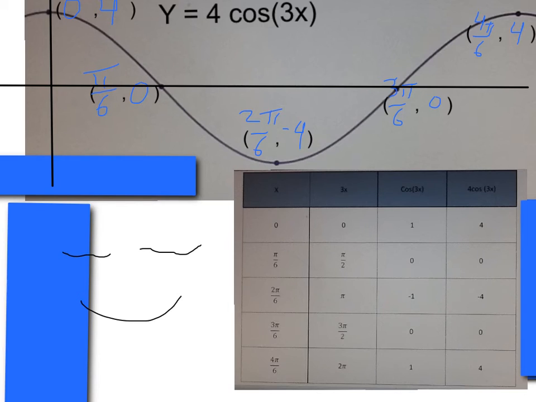The good thing about having the x values with the common denominator of 6 is that if you wanted to extend, it's easy to do. 0, pi over 6, 2 pi over 6, 3 pi over 6, 4 pi over 6. You would keep going to 5 pi over 6, 6 pi over 6, 7 pi over 6, 8 pi over 6, and keep alternating the y values, 4, 0, negative 4, 0, 4, etc., according to cosine.